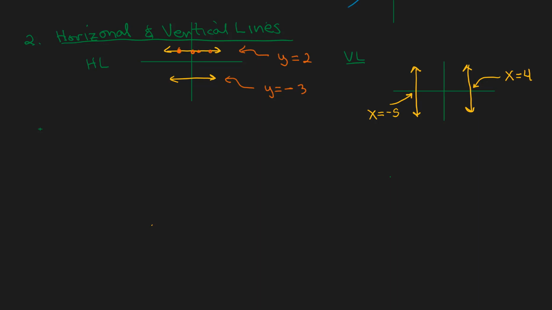Notice that vertical lines are defined as x equal to some constant. Horizontal lines are defined as y equal to some constant.